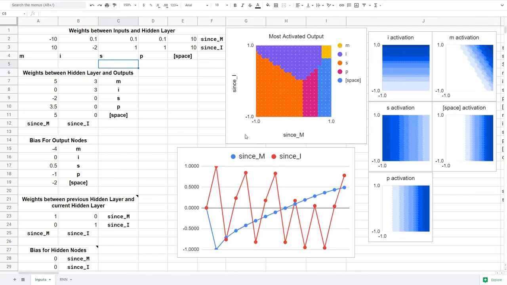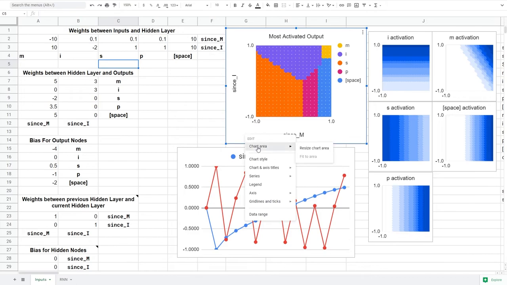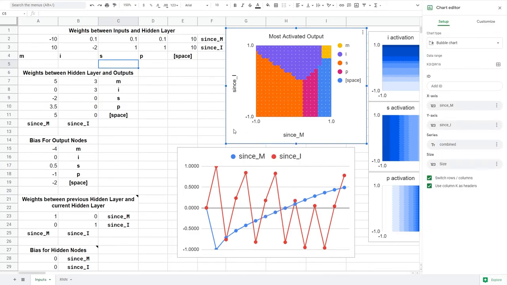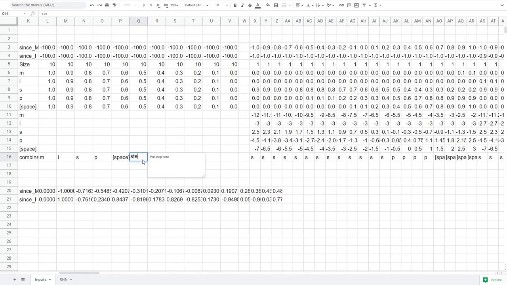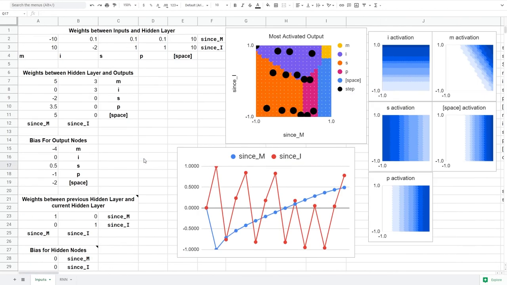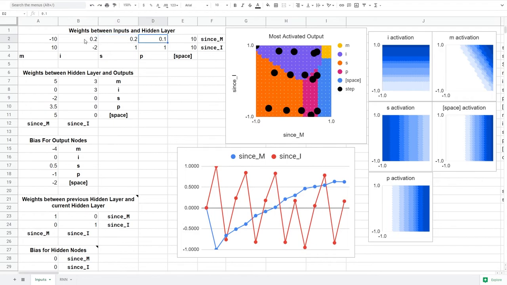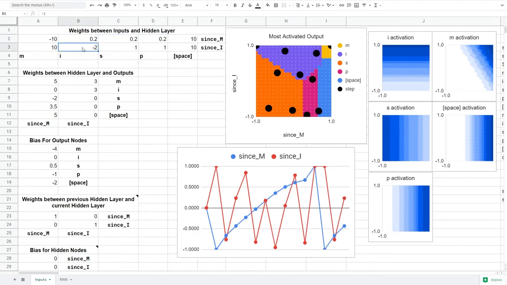We can also expand this activation chart's data range a bit to see those activation points overlaid on top. Change the data range from QW16 to RL16, and then type in step in cell Q16. Those black dots on the charts are the steps, and they show us that we're not really moving horizontally fast enough. Let's try bumping this 0.1 weight to 0.2. Ooh, that looks really close!